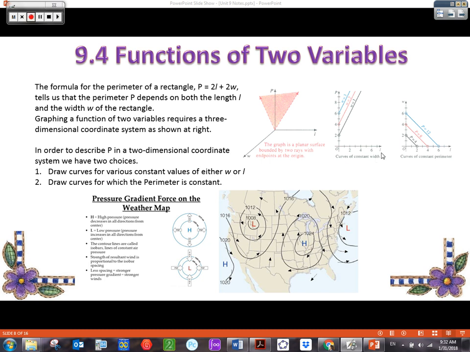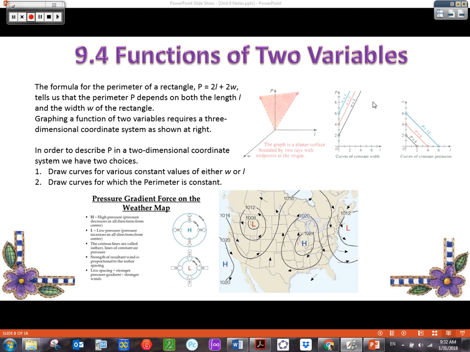So here is our rendition of that. This is called curves of constant width. What I would do is hold the width at a number like 1. Let's say the width of my object is 1. Then I would plot the length versus the perimeter. If the width of my object is 1, what possible lengths would I have, and how would that affect the value of the perimeter? This line right here would be a constant curve for the width of 1.